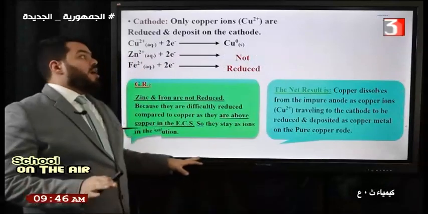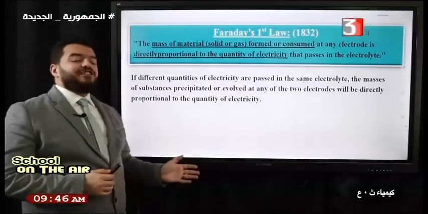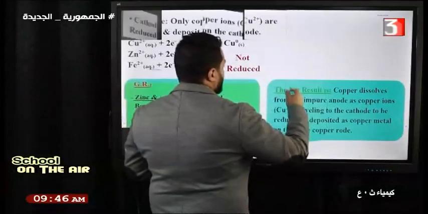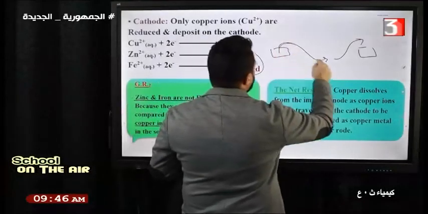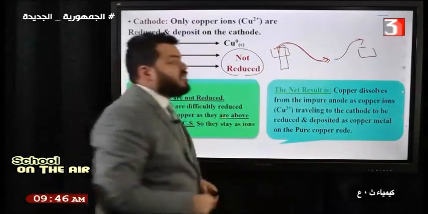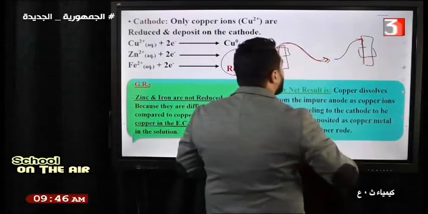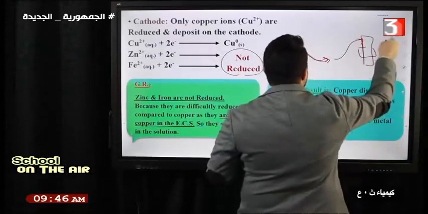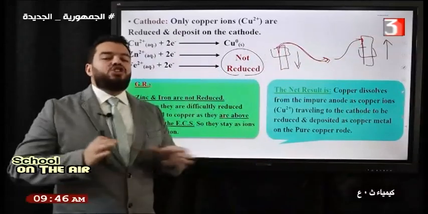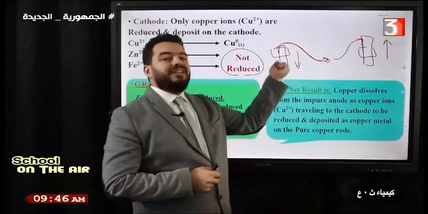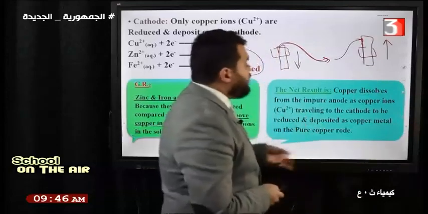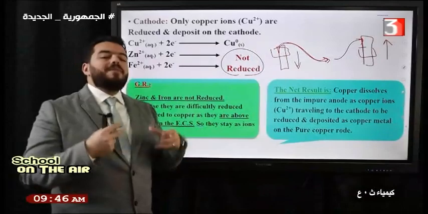In other words, we can talk about Faraday's first law and Faraday's second law. What is that? As we have said, the copper will be oxidized, so the mass of the anode will be decreased. The copper will be deposited here and reduced, so the mass of the cathode will be increased. So you always have a mass change: you decrease the anode mass and increase the cathode mass. So you have to know what this mass change depends on.